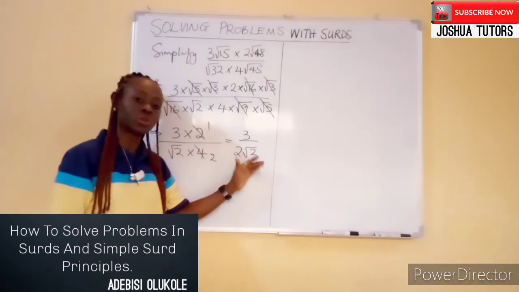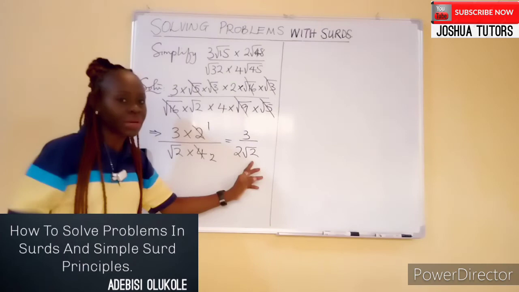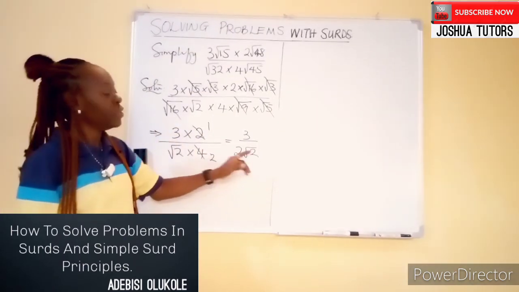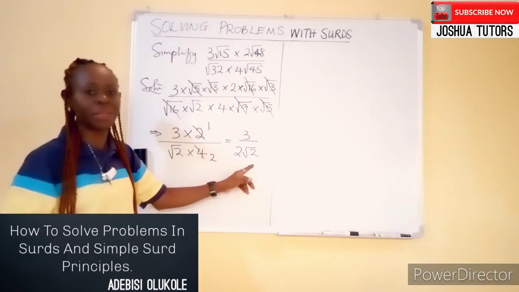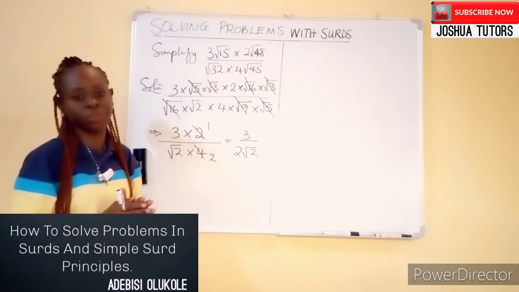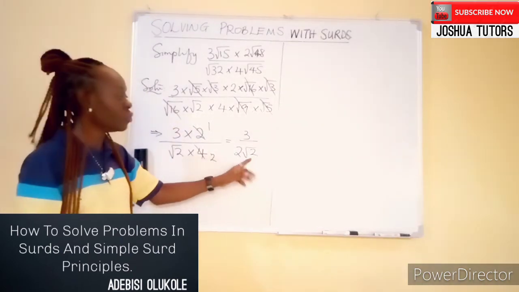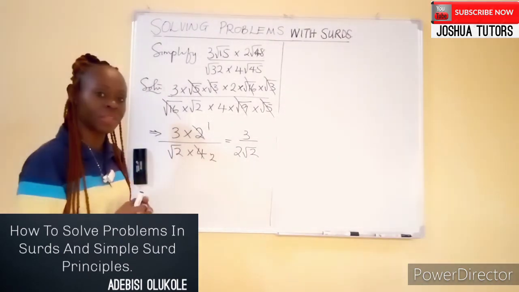3 over 2 surd 2, you cannot leave your final answer like this because the denominator cannot have an irrational expression. Your denominator in surd must be a rational number, that is a whole number, an integer, positive or negative. It cannot be a surdic expression. So we will need to what? Rationalize the denominator. How do we do that?